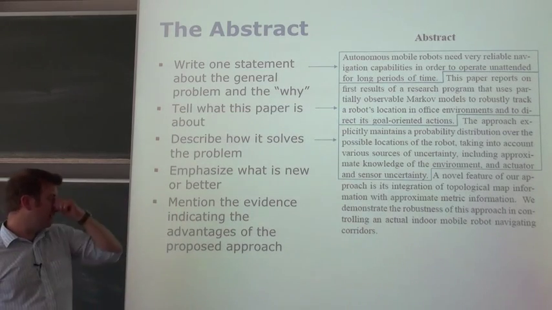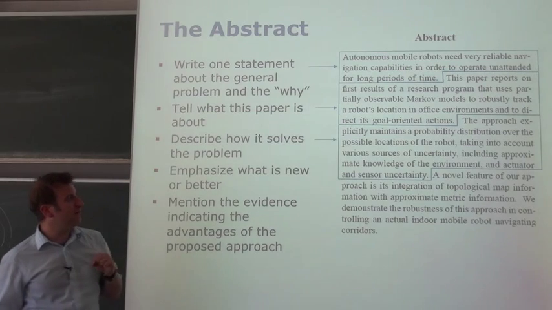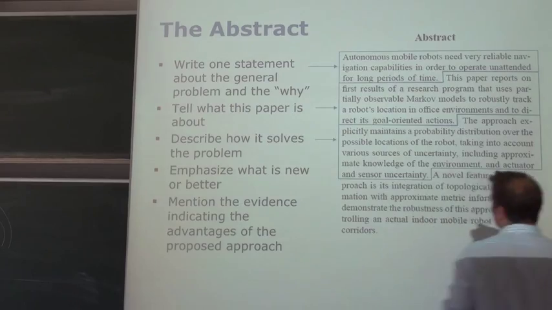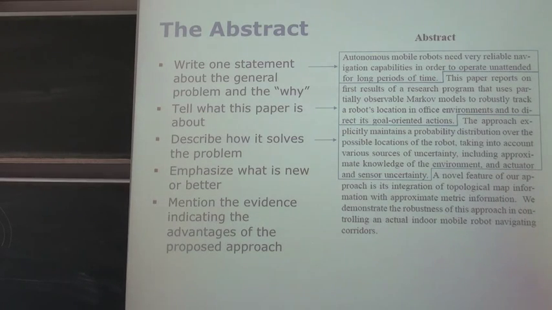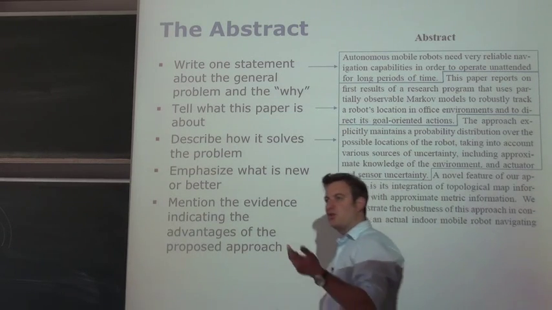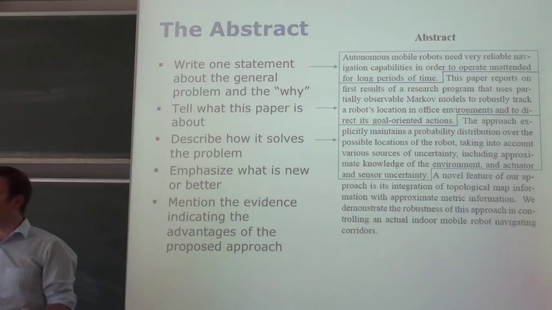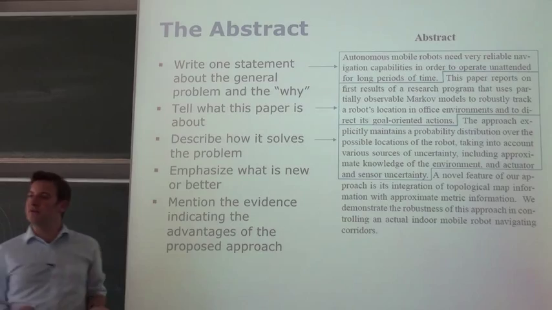Then the next thing is it describes in more detail how it solved the problem. The approach explicitly maintains a probability distribution over possible locations of the robot, taking into account various sources of uncertainty, including approximate knowledge of the environment and actuator and sensor uncertainty. So it tells us which methodology or framework it uses, using probability theory basically, in order to solve these problems.